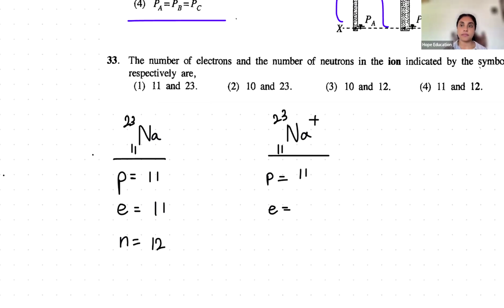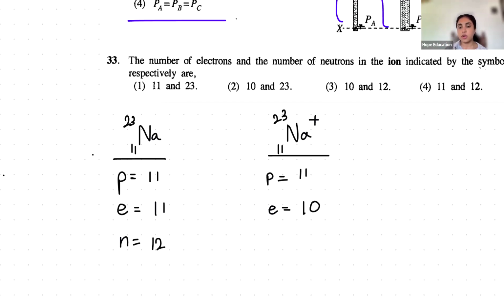How many electrons are here? Kids, if it has a plus charge, it means one electron has been removed. A plus comes because a minus has been removed. Otherwise, plus and minus are balanced. As soon as one minus is removed, the balance is lost and it will get a plus charge. So now electrons are 10.